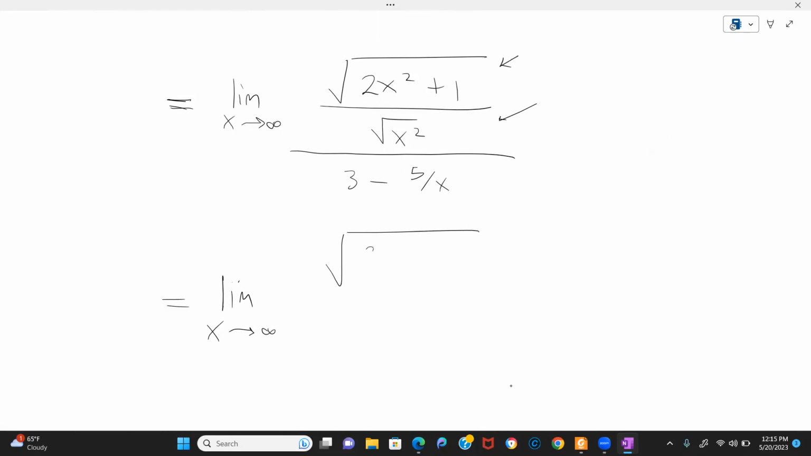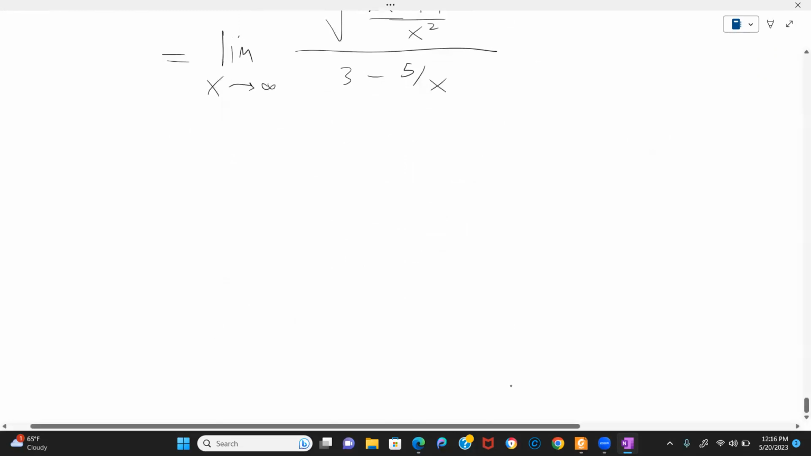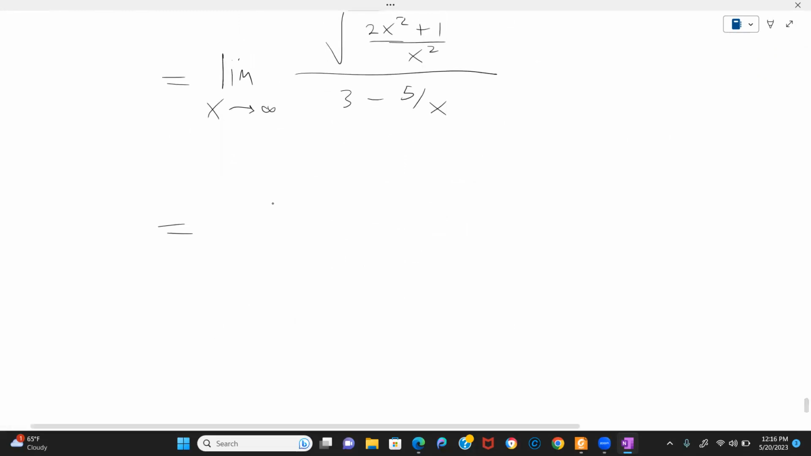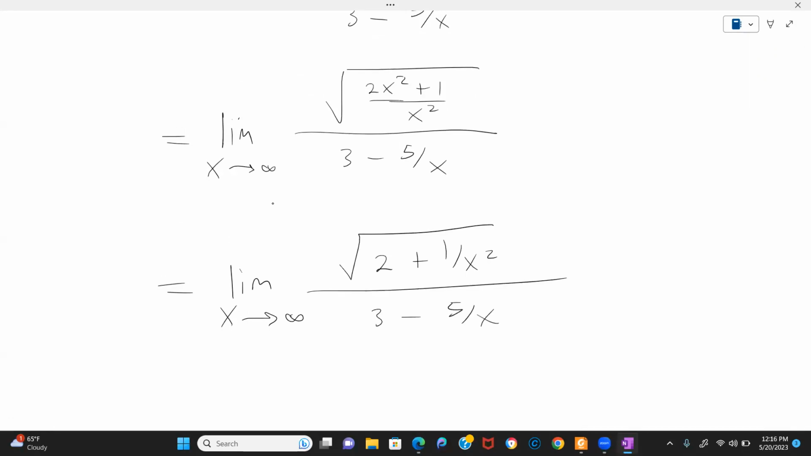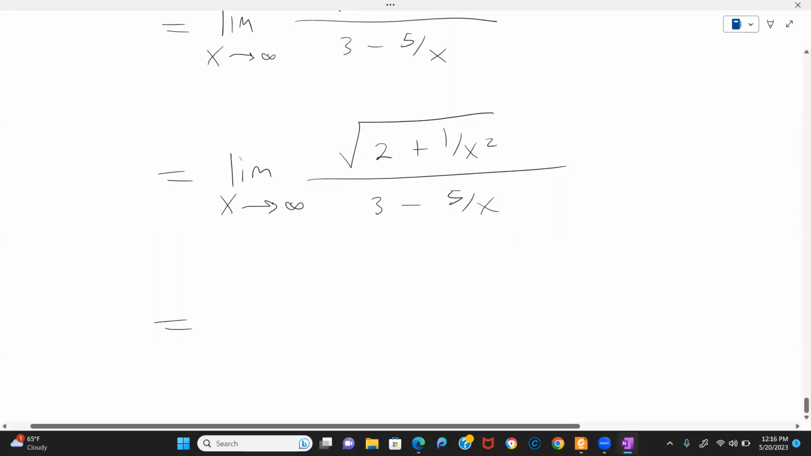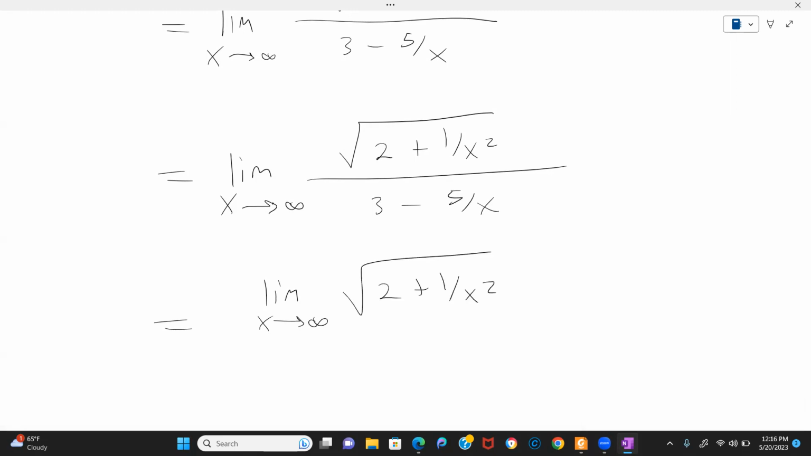So overall, it's going to be the square root of 2x squared plus 1 over x squared, all over 3 minus 5 over x. And now I can just do this division right here. So I get the square root of 2 plus 1 over x squared, all over 3 minus 5 over x. And now I can just distribute the limit over the fraction. So I get the limit as x goes to infinity of the square root of 2 plus 1 over x squared, over the limit as x goes to infinity of 3 minus 5 over x.